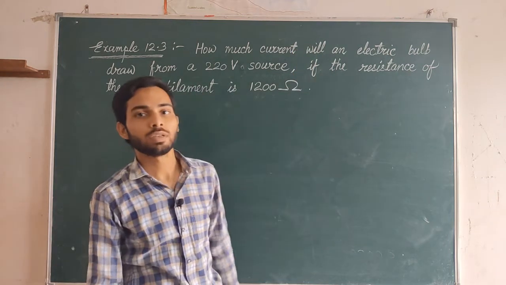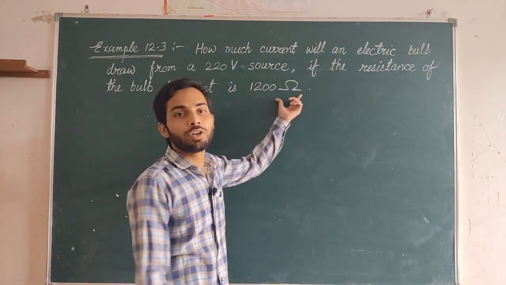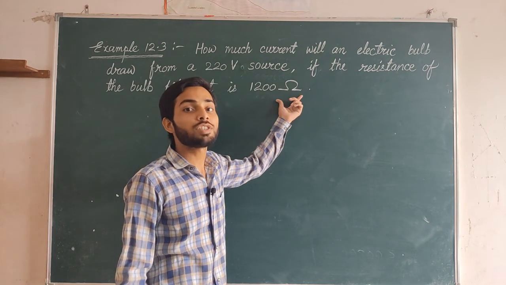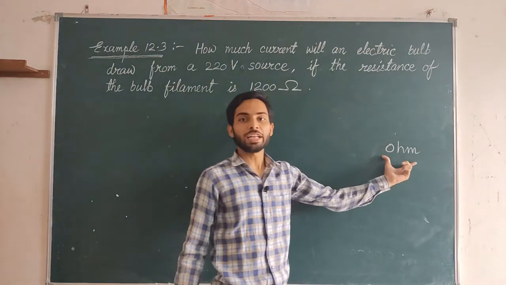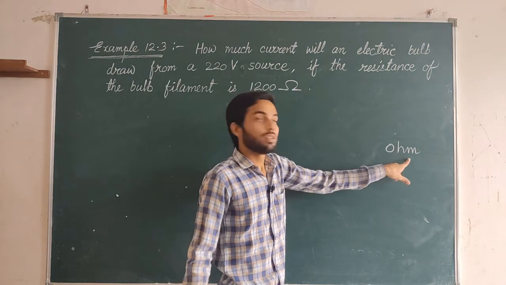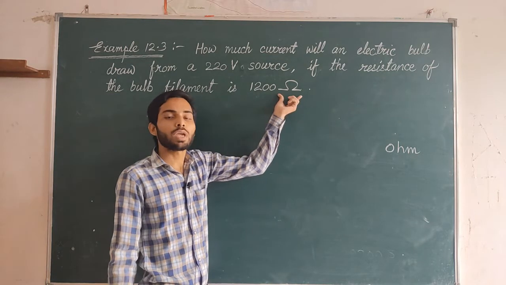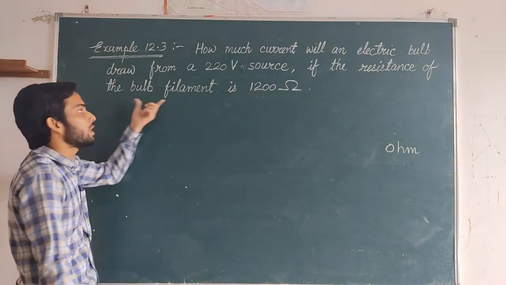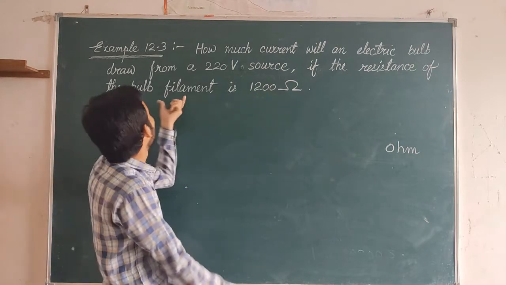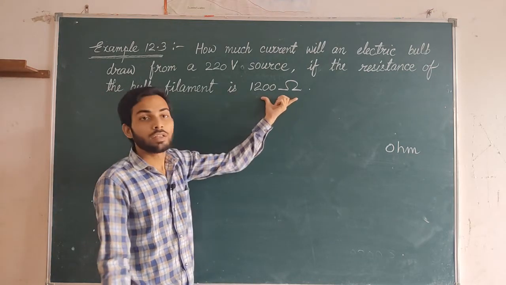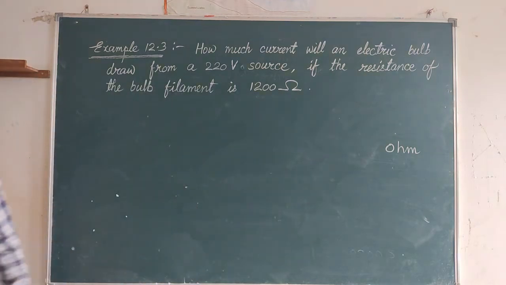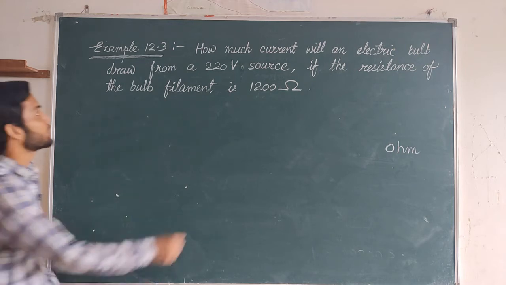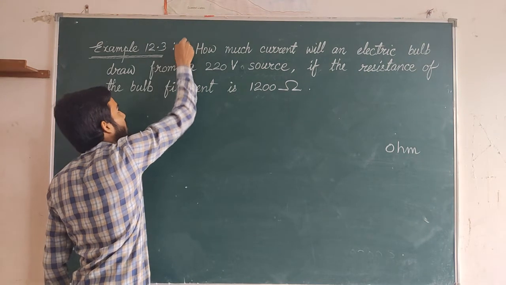My dear students, I forgot to tell you the unit of resistance. The unit of resistance is ohm, OHM, ohm, and the symbol of ohm is this. Okay, so here is given the resistance of the filament of the bulb, that is 1200 ohm. This is ohm. This is the first part of the question.